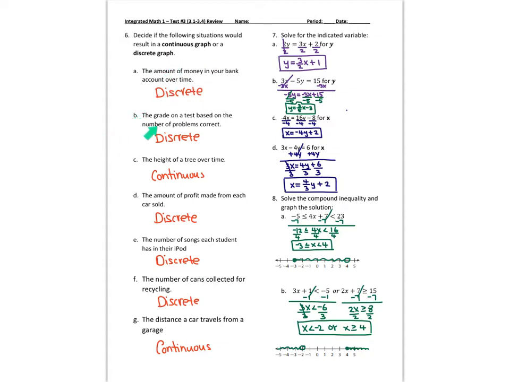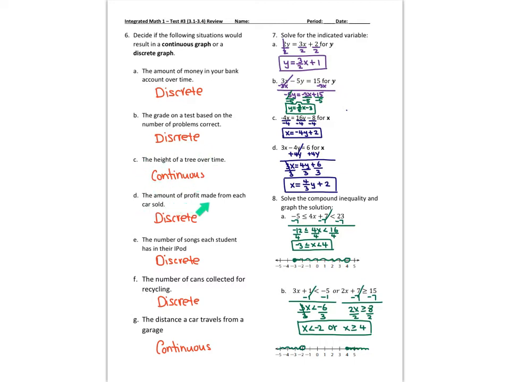So part B, the grade on a test based on the number of problems correct. That's going to be discrete because it depends on how many problems you get correct. So you're counting. So 1, 2, 3, 4. I'm getting 5 problems correct. So that's discrete. Part C, the height of the tree over time, because it's going to grow and there's going to be decimals as it's growing. Could be growing 1.5 inches, 1.7, 1.8 inches. So that's going to be continuous.